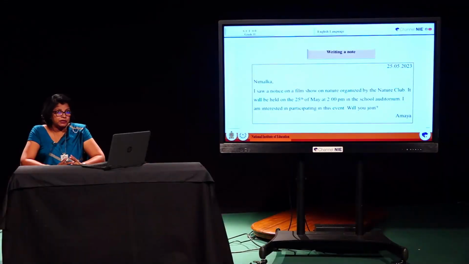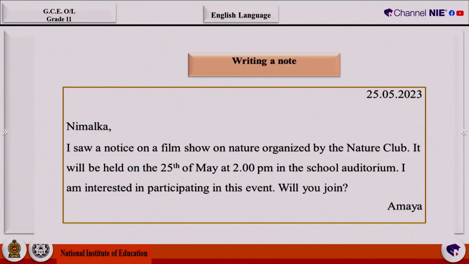So I saw a notice on the film show organized by this Nature Club. So the date is this. It will be held in the school auditorium at this time. So I'm interested in joining this, and the friend is asking her friend to join this as well.